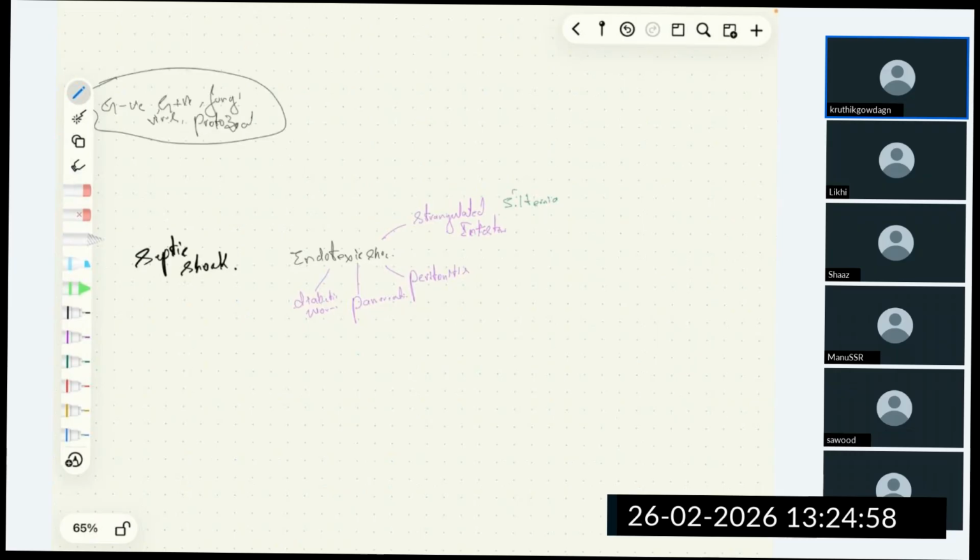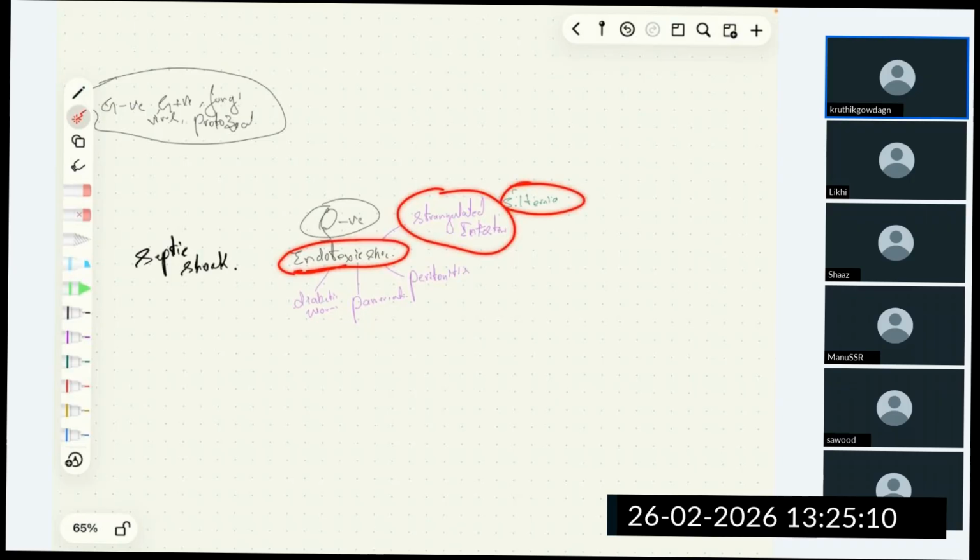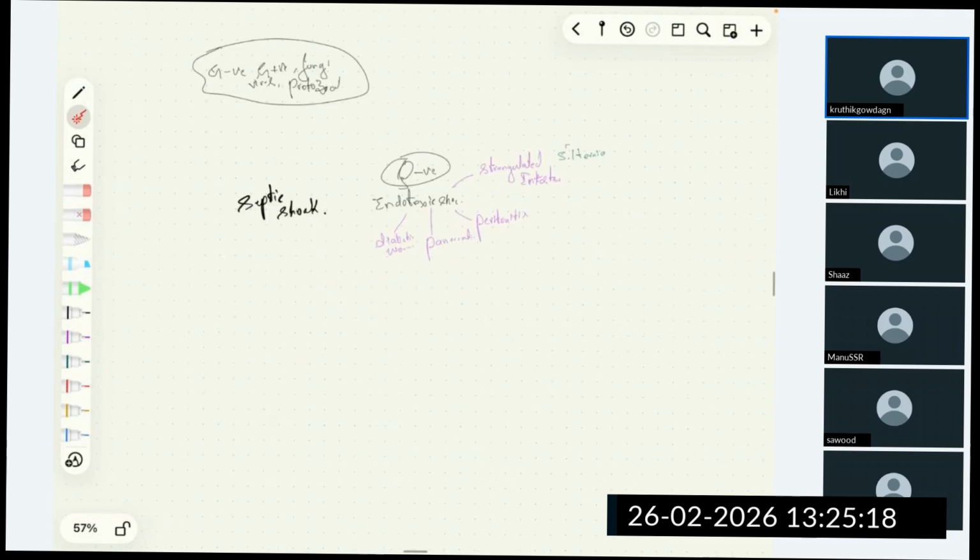So gram-negative organisms causing septic shock is due to secretion of endotoxins. It is called endotoxic shock, which may be due to strangulated intestine seen in strangulated hernia, peritonitis, pancreatitis, diabetic wounds, etc. Let's proceed on to the pathophysiology of septic shock.